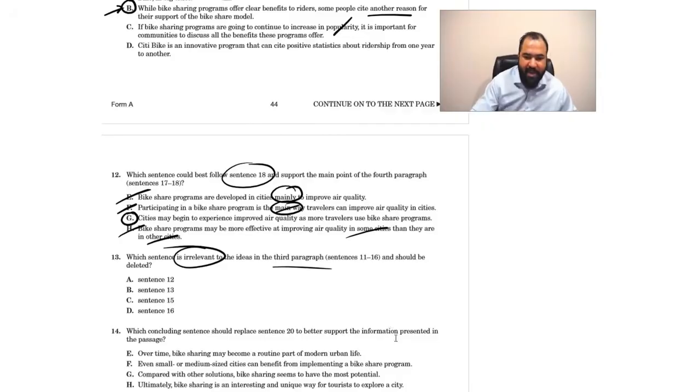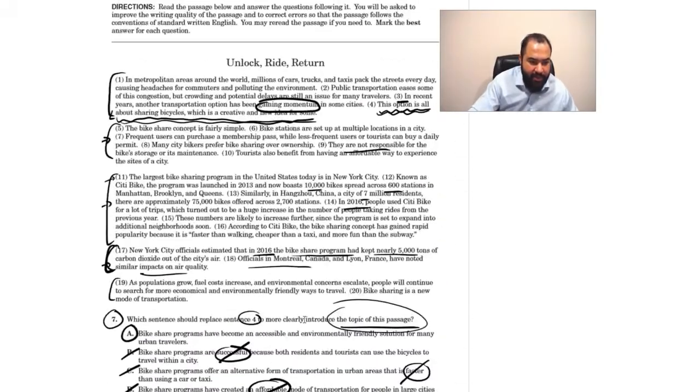Which sentence is not important? So I'll give you an idea here. If you look at the third paragraph, it was about the largest bike sharing program in the United States. So the first 11 is fine, sentence 11. 12 says, known as City Bike, the program was launched in blah blah time, that's fine.